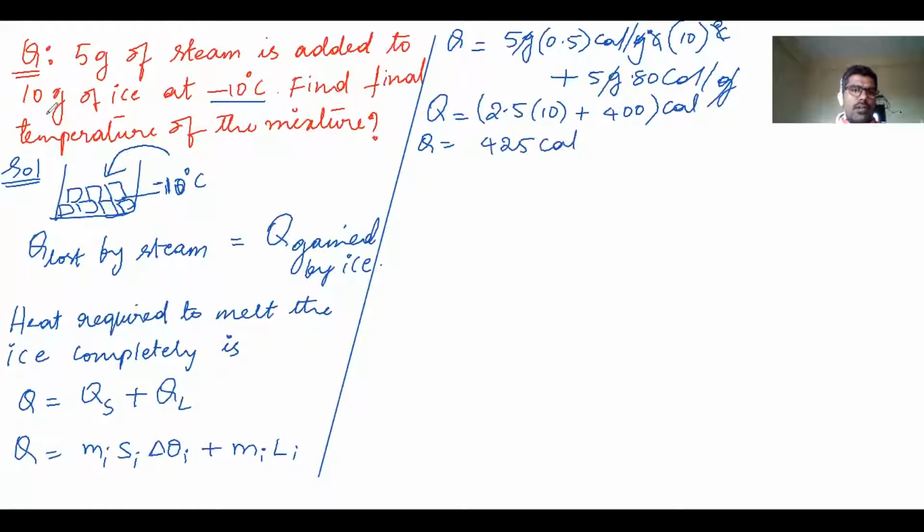Okay, I'm sorry. Mass of the ice is 10 gram. I'm sorry. So this becomes 800, and this is 5 into 10, 50. So 5 into 10, it is 50, 50 plus 800. So that is 850 calorie. This is the heat required to melt the ice.